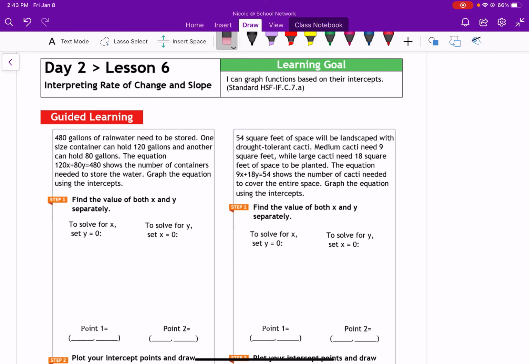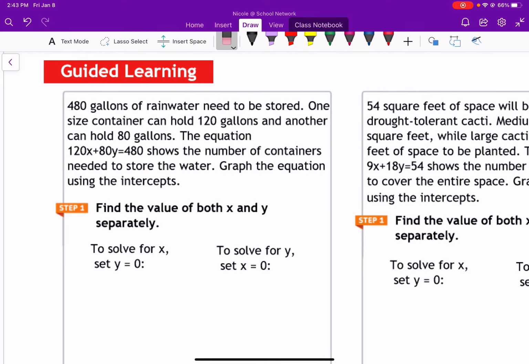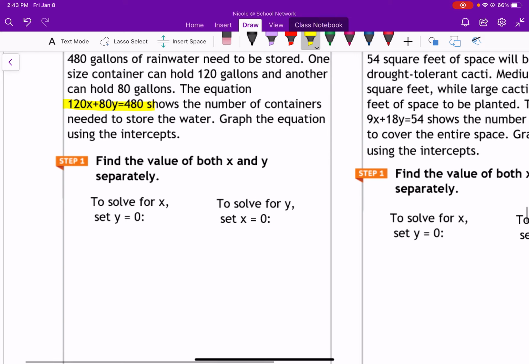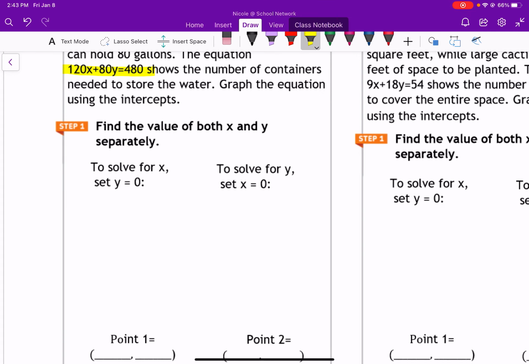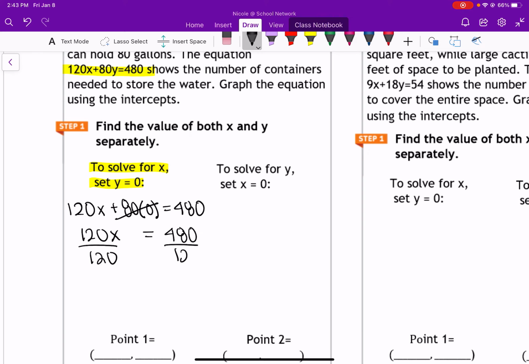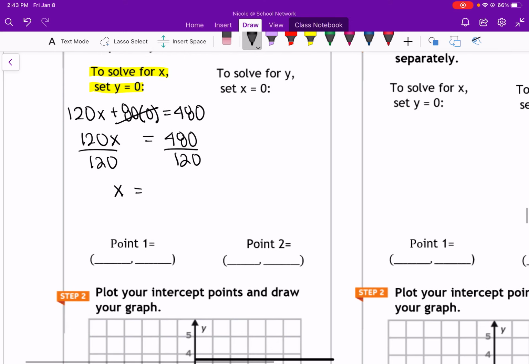Okay, so here we have this equation, and let's go ahead and plug in y equal to 0 and solve for x. So 120 times x plus 80, y is now 0. So 120x, 80 times 0 goes away, is equal to 480. Divide by 120. So here x is equal to 4. So x is equal to 4 when y is equal to 0. So 4, 0 is my x-intercept.